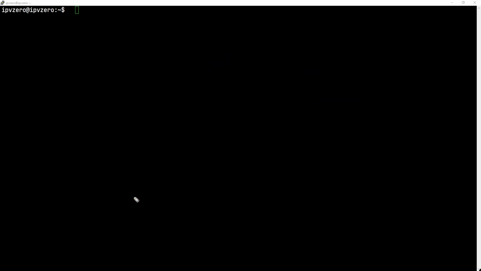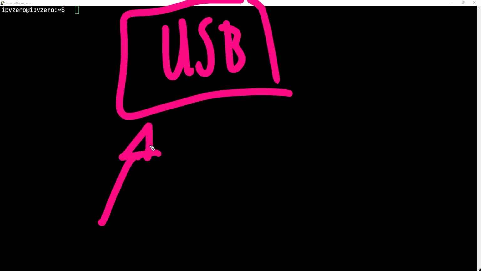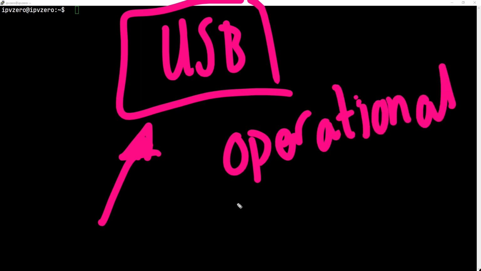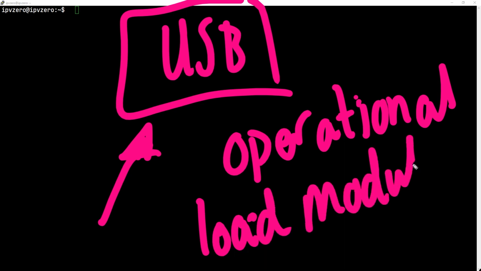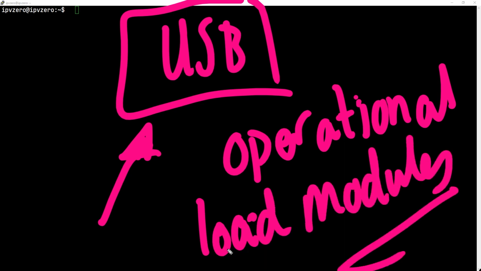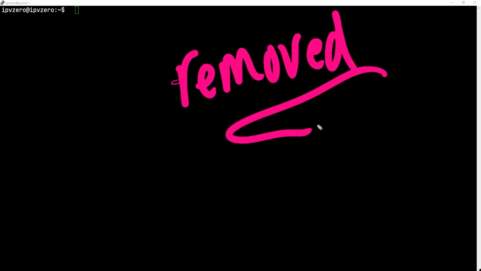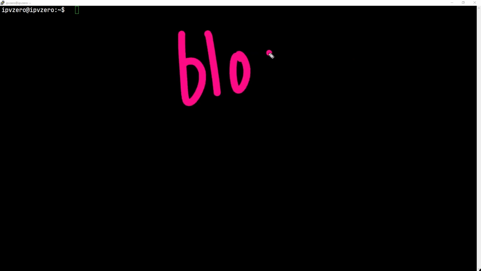So let's take the example of a USB stick. When you plug that USB into the system, of course you want that USB to be operational. Now, in order for this to happen, the kernel is going to load particular modules relating to the USB. And if you happen to remove the USB, well, the kernel no longer needs those modules, so those modules will subsequently be removed.